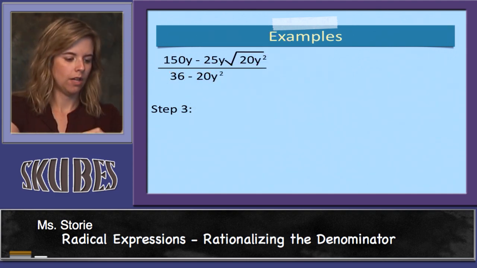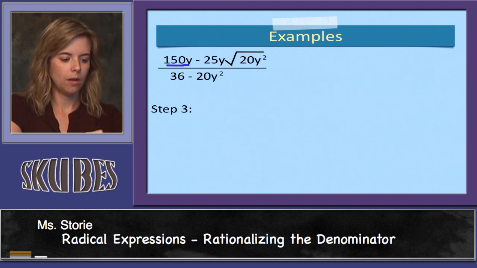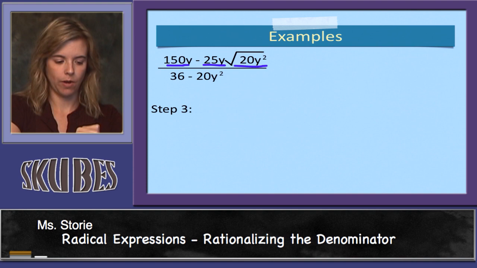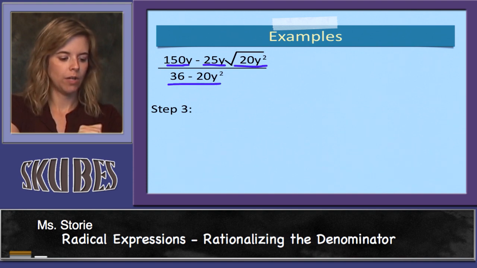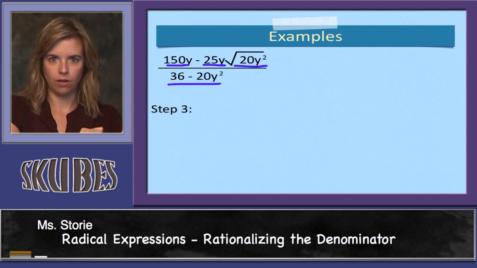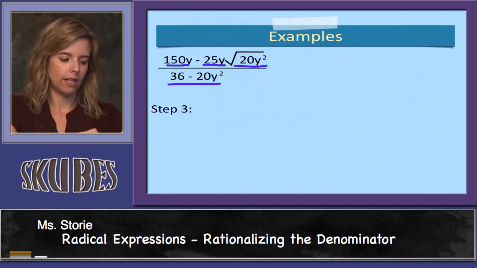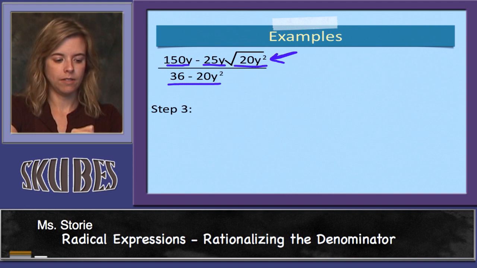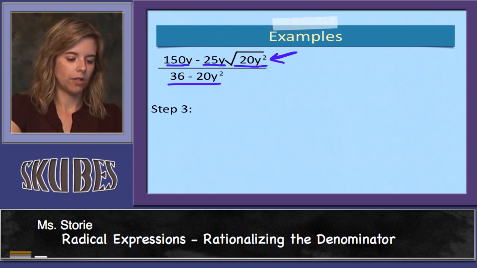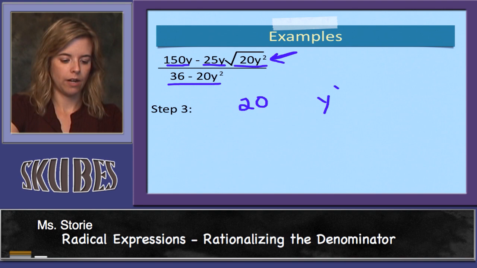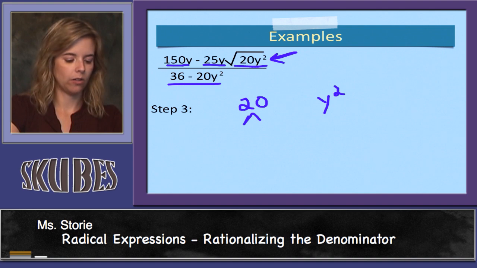Okay, so let's continue on. We've got 150y minus 25y radical 20y squared. We got that when we did our multiplication. And we also got 36 minus 20y squared. Because remember, our inside and outside terms canceled, and the radical disappeared after we squared it and unsquared it. Now let's take a look and see, what can we do? Well, there seems to be something right there that could be reduced. So we're going to take 20 and y squared and see if we can break them down to prime factors so that we can reduce the whole radical. We have 5 times 4, and then 2 times 2.